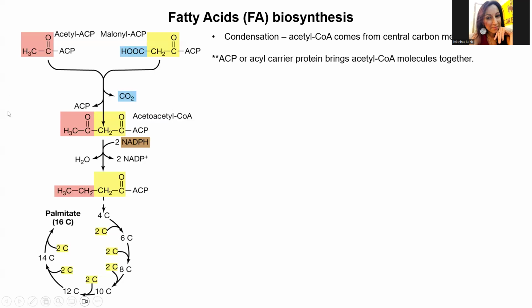ACP, or acyl carrier protein, is the one that carries acetyl coenzyme A molecules together. But it technically connects acetyl coenzyme A and malonyl coenzyme A. But malonyl coenzyme A is built of acetyl coenzyme A through carboxylation. Now, just breathe. So think about acyl carrier protein as something that actually carries stuff to start biosynthesis. So let's stay on acetyl coenzyme A first.